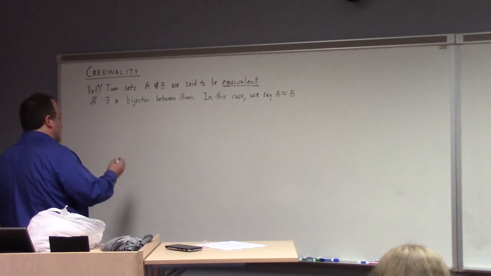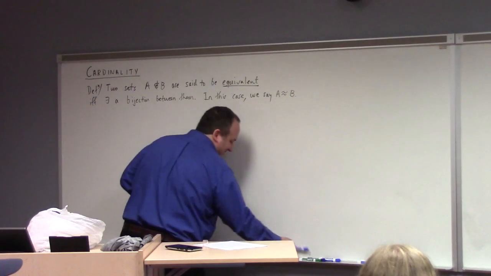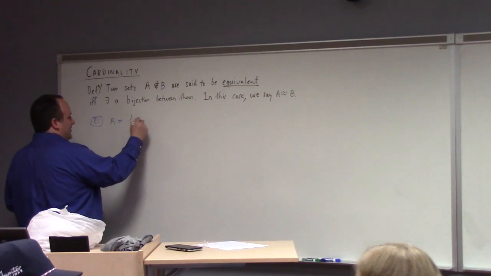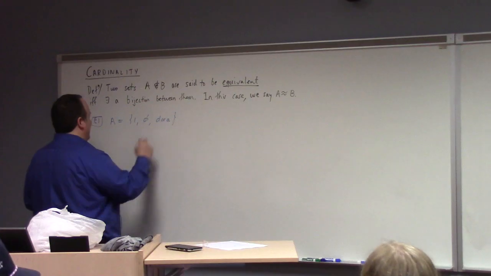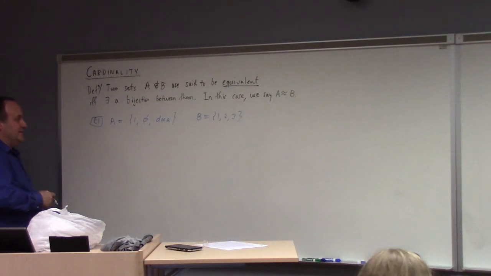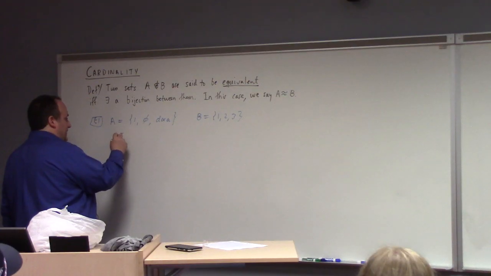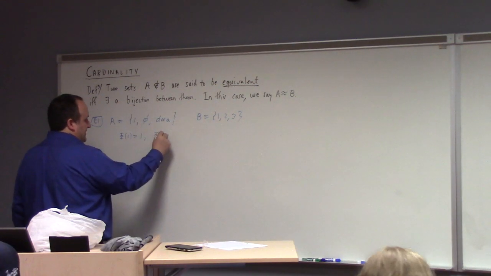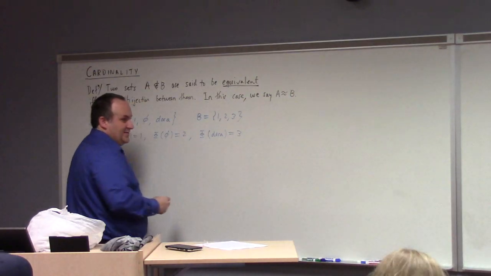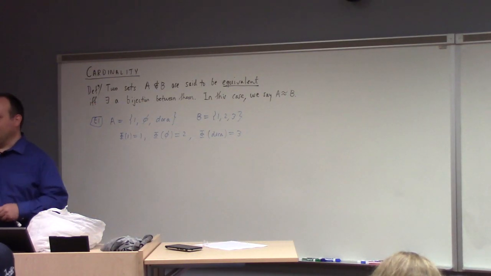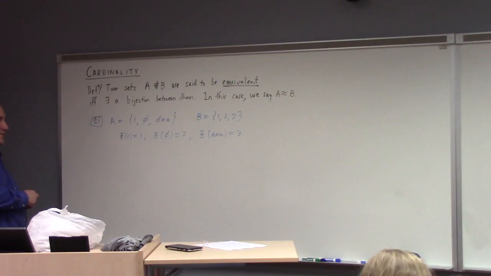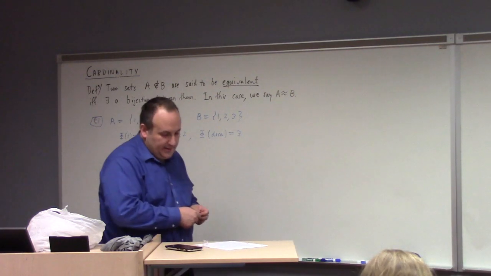Now, for example, a very silly example that kind of dates these notes. If I have A is the set containing 1, the empty set, and Dora, and B is the set containing the numbers 1, 2, and 3, then these are equivalent sets, right? Because I can easily say phi of 1 is 1, phi of the empty set is 2, and phi of Dora is 3. You guys remember Dora the Explorer? You're that age, right? So this is, of course, a very silly map, but nevertheless, these are equivalent sets.